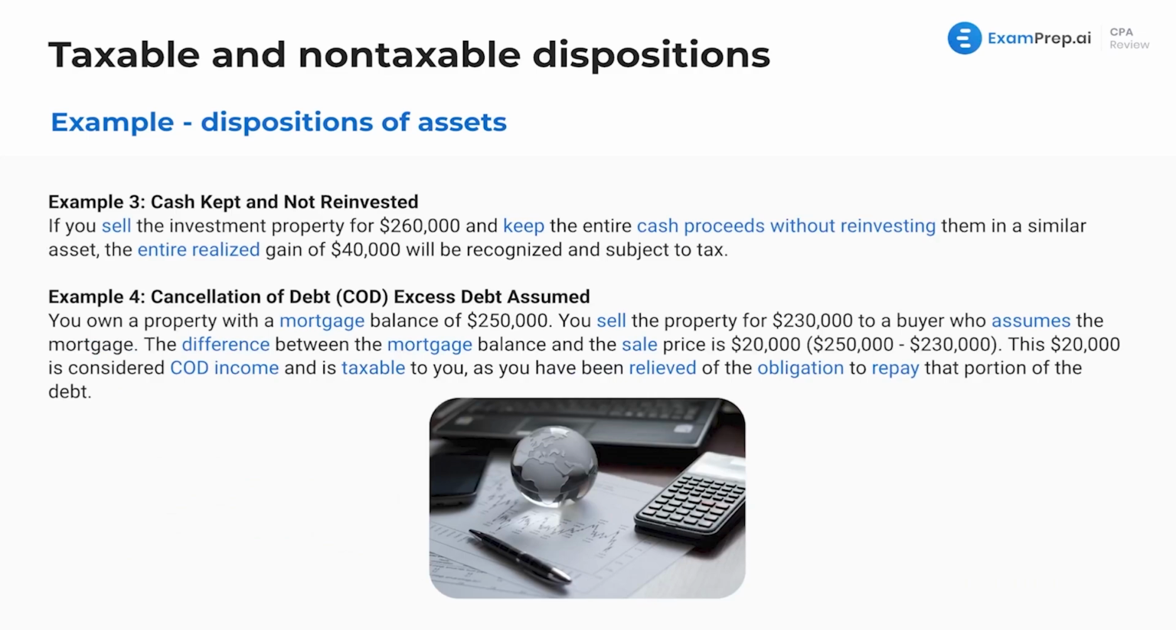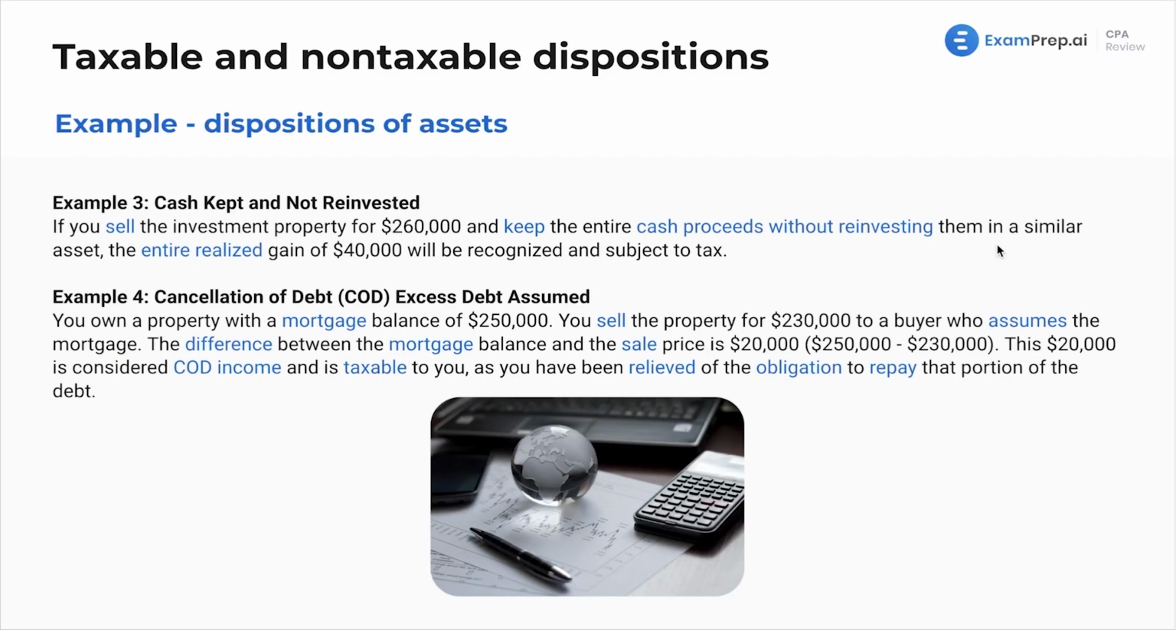Next up, cash kept and not reinvested. Ooh, that does not sound good for tax purposes, because if you sell the investment property for $260 and keep the entire cash proceeds without reinvesting them in a similar asset, the entire realized gain of $40,000 will be now a recognized gain and then as such subject to tax.